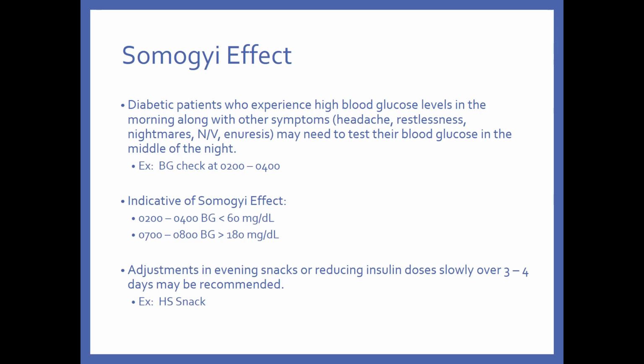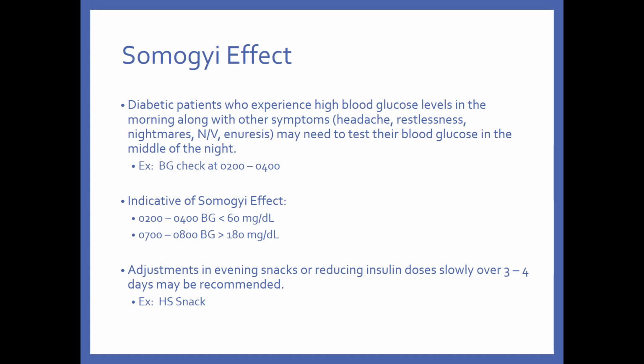So diabetic patients who routinely in the morning are experiencing high glucose levels, along with maybe some other symptoms. Maybe they're reporting that they have a headache every morning when they wake up, or just have some nausea. With kids, maybe enuresis, nightmares. That's something to think about with type 1 diabetics, but those are all red flags, and we may need to be testing their blood sugar level in the middle of the night or in those early morning hours, like somewhere between 2 to 4 a.m. We may need to do a blood sugar check and see is their blood sugar level low at that time.